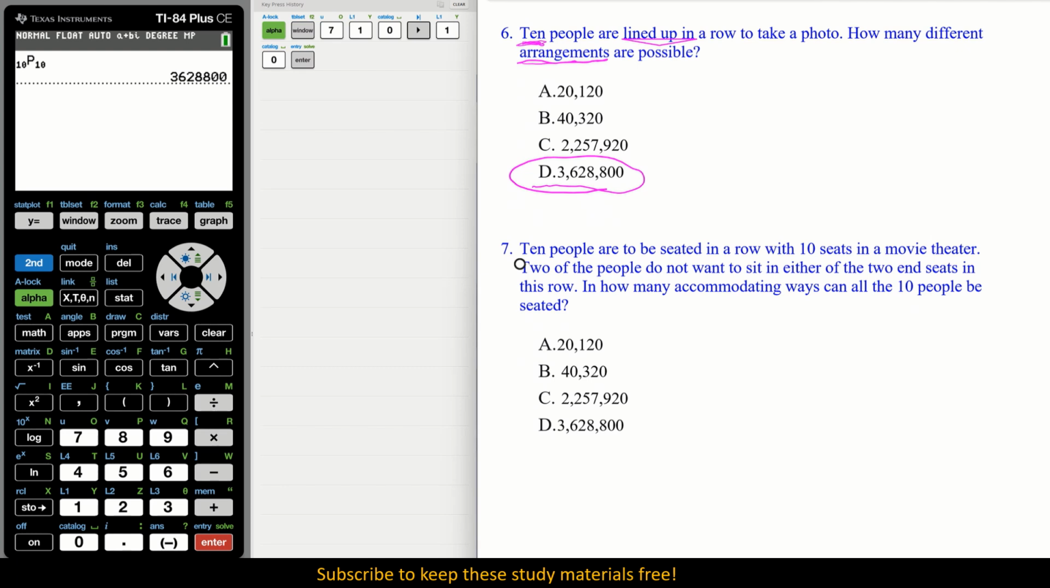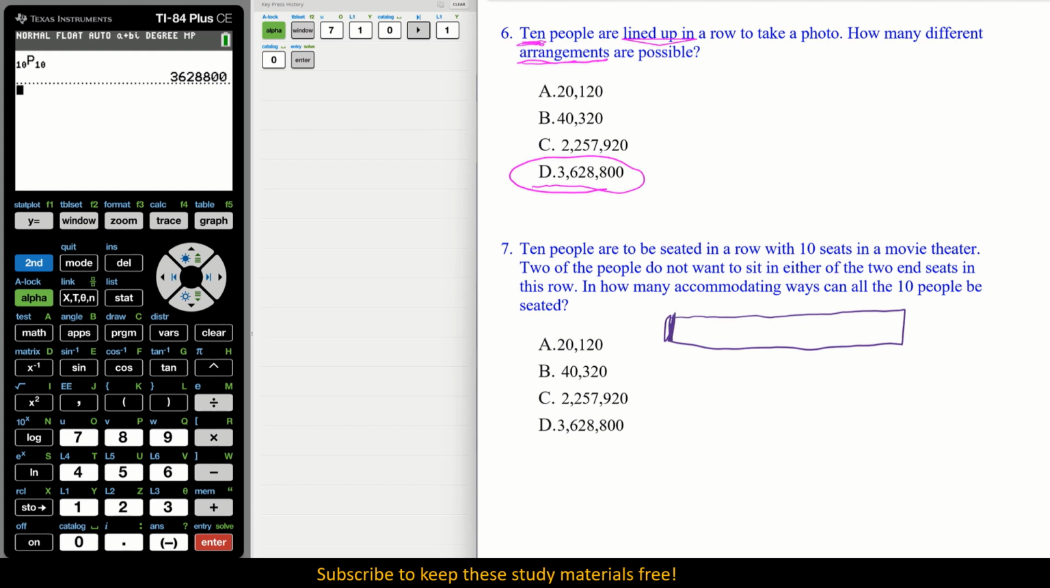Okay, all right, so let's see here. It says 10 people are to be seated in a row with 10 seats in a movie theater. Okay, well, that starts out as 10 out of 10. 2 of the people do not want to sit in either of the 2 end seats in this row. Okay, let me draw this. Okay, so you go this way.